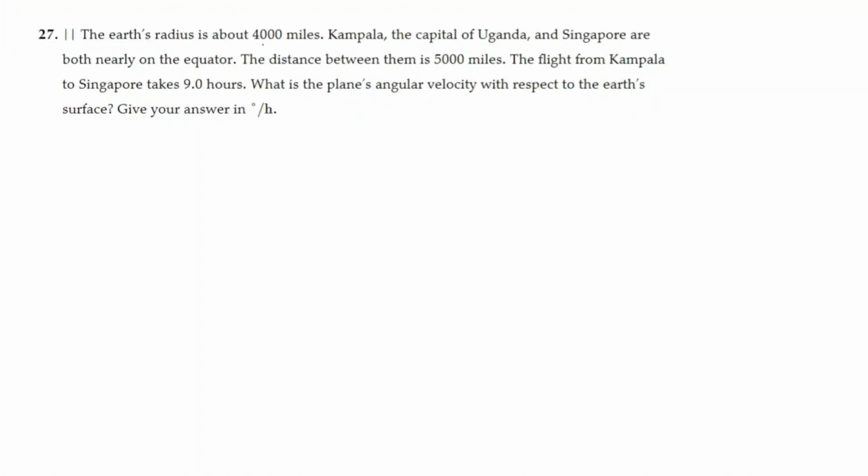All right, so let's take a look at number 27. The Earth's radius is about 4,000 miles. Kampala, the capital of Uganda, and Singapore are both nearly on the equator. The distance between them is 5,000 miles. The flight from Kampala to Singapore takes 9 hours. What is the plane's angular velocity with respect to the Earth's surface? Give your answer in degrees per hour. So feel free to pause the video and try this out.